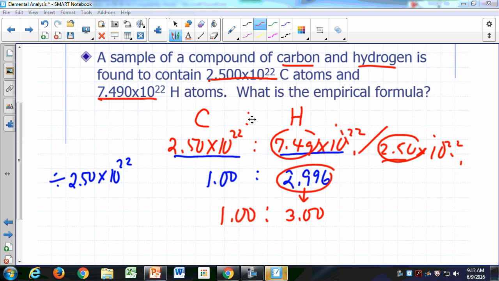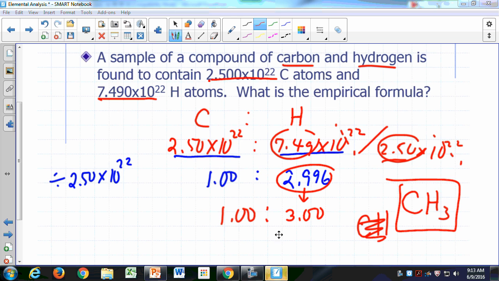So now you can say that the empirical formula would have a carbon to hydrogen ratio of 1:3. So the empirical formula we say is CH3. Okay? 1 carbon for every 3 hydrogens.